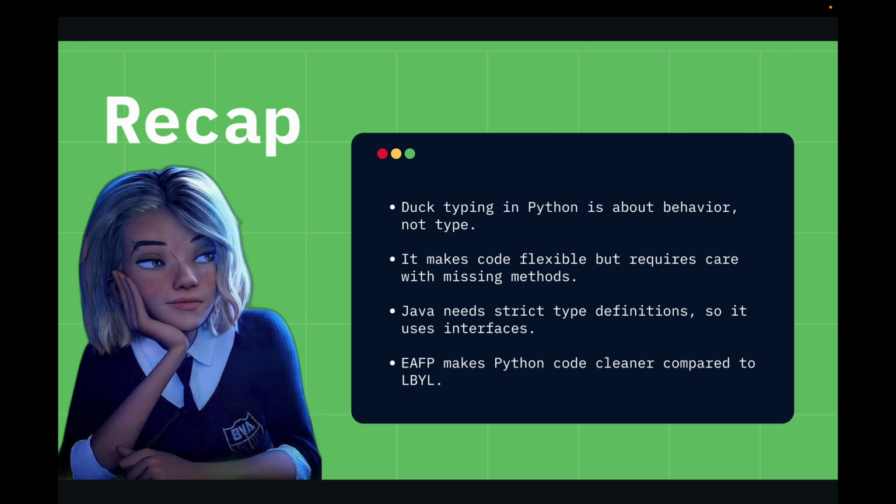So let's quickly recap. In Python, duck typing means we care more about what an object can do. If it quacks like a duck, we treat it as one. This makes our code flexible. But here, we must handle cases where methods are missing. In Java, we must be strict with types, often using interfaces to guarantee the behavior. And remember, Python's EAFP, which means easier to ask for forgiveness than permission, lets us write shorter and cleaner code compared to checking everything first.